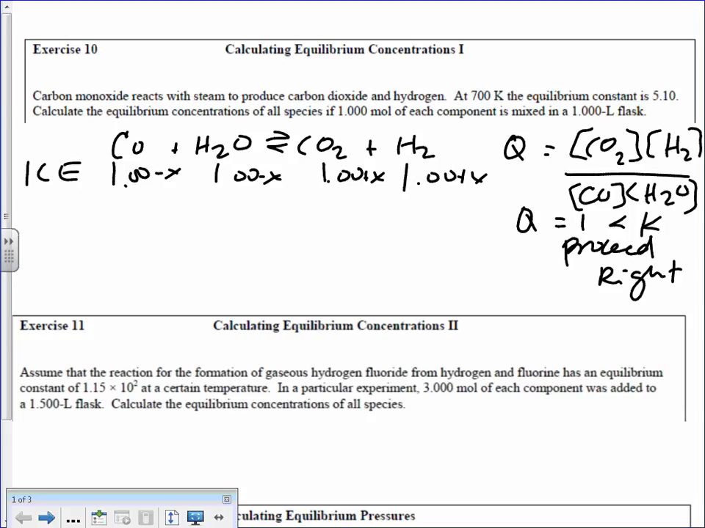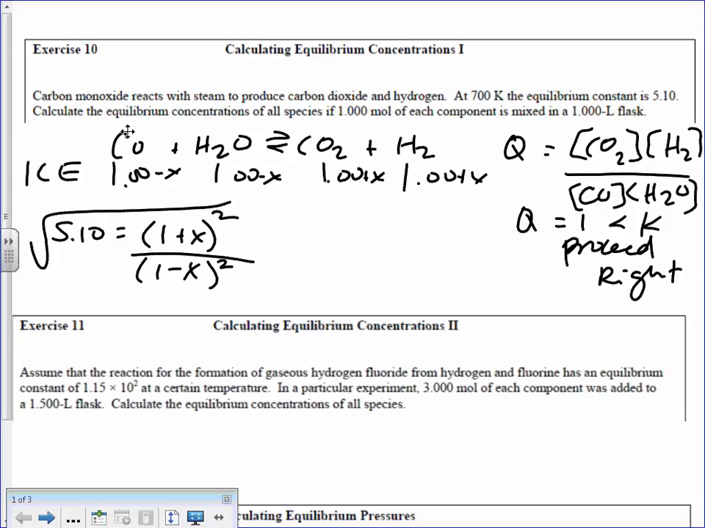So when you plug everything in, you get 5.1 is equal to (1 plus X) squared over (1 minus X) squared as a simplification, right? Because you just plug these values in for products and these values in for reactants. We here so far? You good with me? Okay, so then you square root the whole thing, and that's 2.258 is equal to (1 plus X) over (1 minus X).